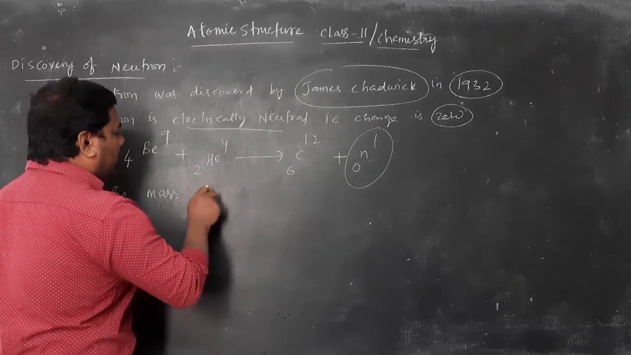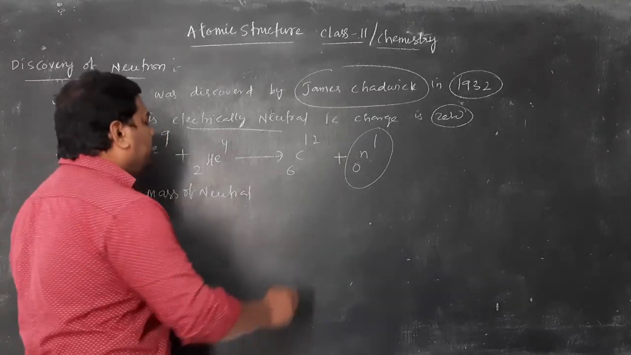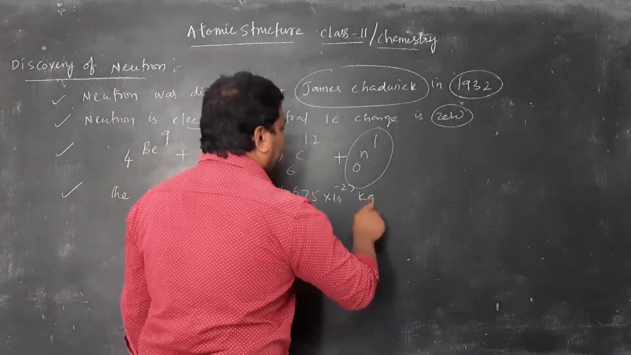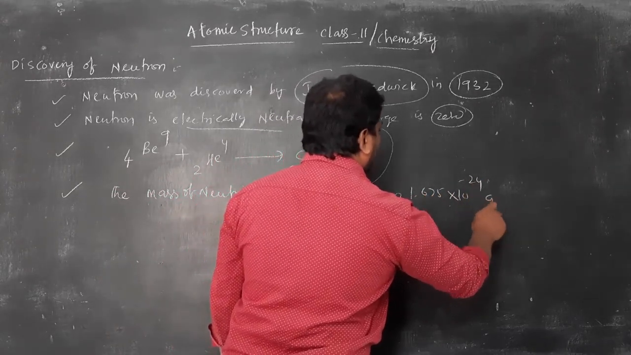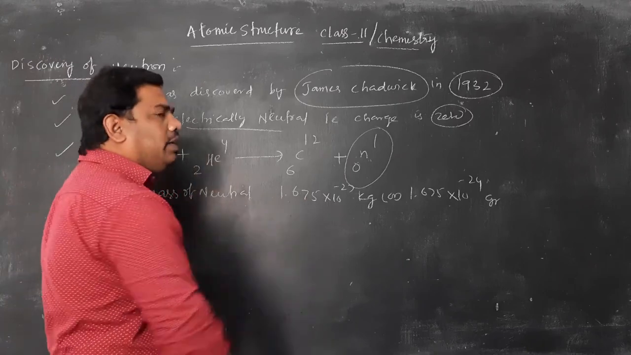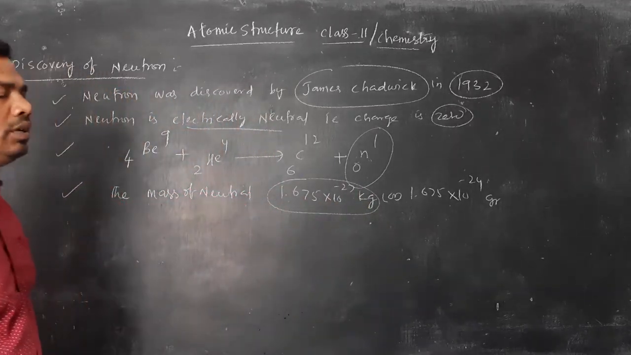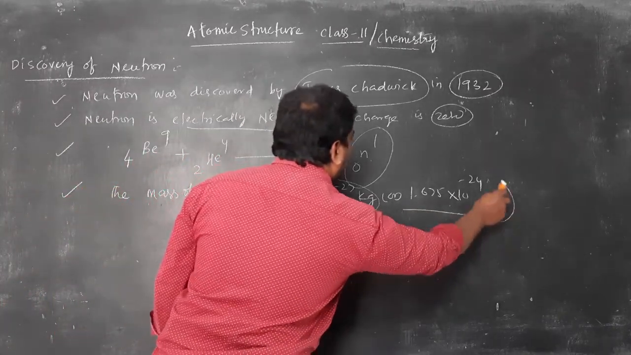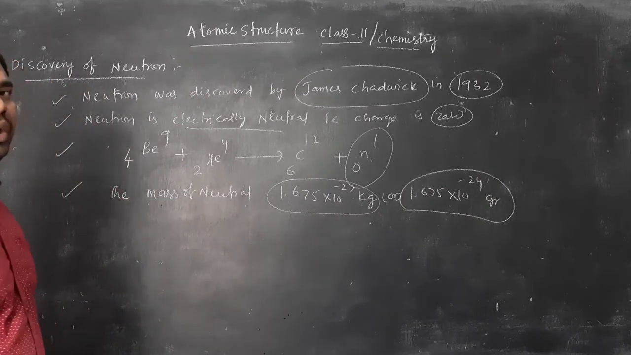So here the mass of neutron is slightly higher than the mass of proton. So that is 1.675 into 10 to the power of minus 27 kg or 1.675 into 10 to the power of minus 24 grams. So when we look at the mass of proton, that is equal to 1.672 into 10 to the power of minus 27 here. So the mass of neutron is 1.675 into 10 to the power of minus 27 kilogram or 1.675 into 10 to the power of minus 24 gram. So this is regarding the neutron. Okay, clear, student?